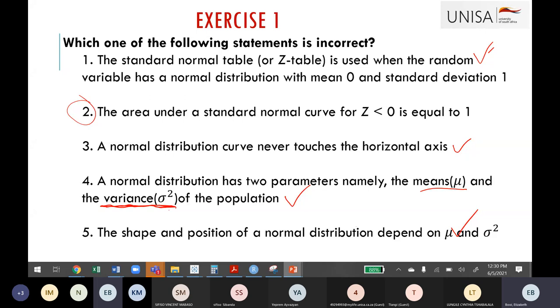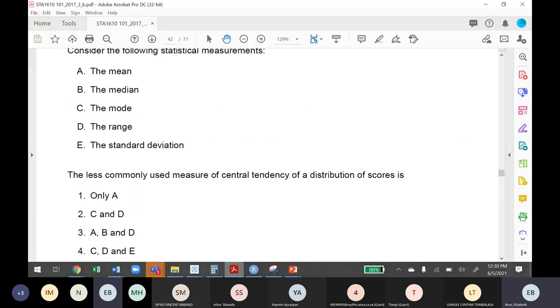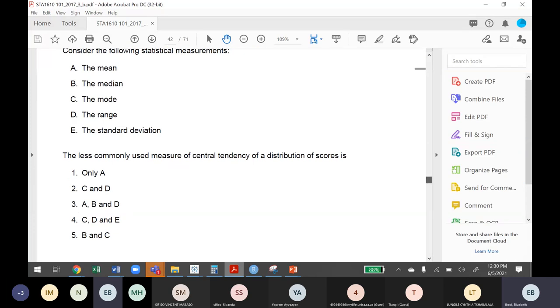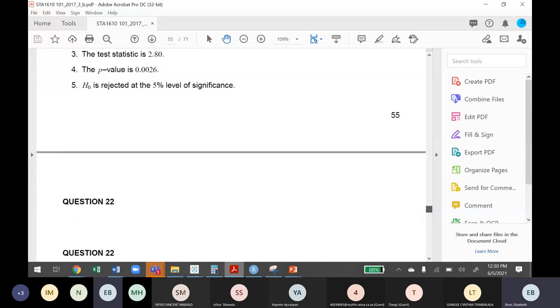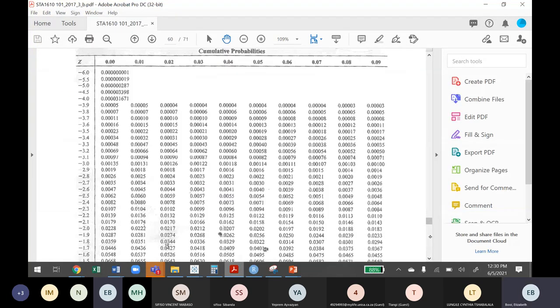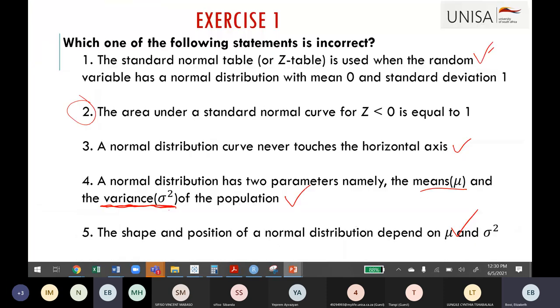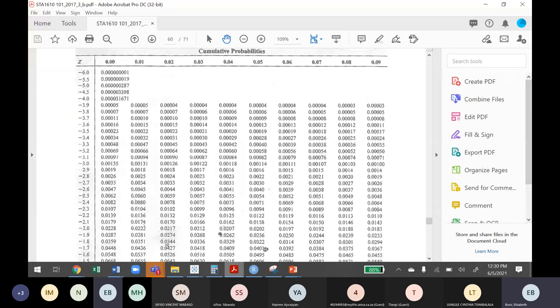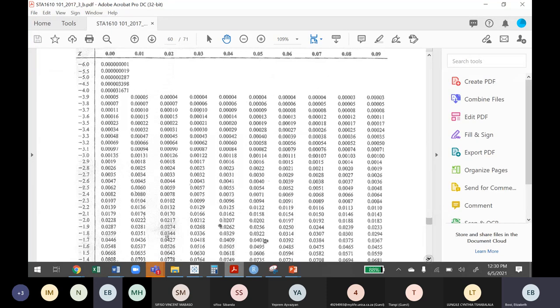So number two says the area under the standard normal curve for z less than zero is equal to one. If you are not sure about this question, you can also go to your z table and look at how the z table looks. So remember, it says where z is less than zero, so therefore we expect z to be less than 0.00. So you go to the table and you look for z. So this is in the negative, so we must go to the positive side.